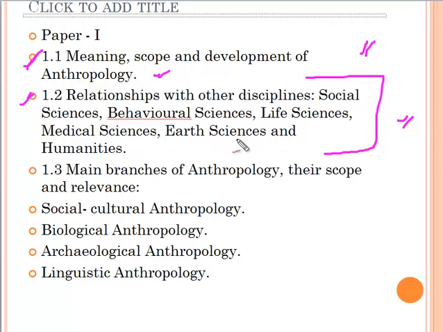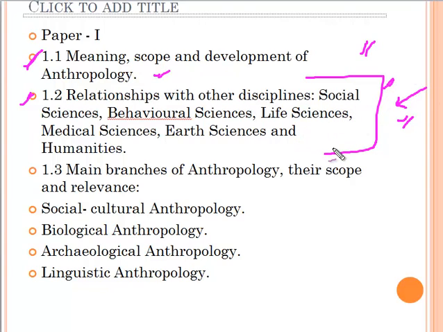In earth sciences, basically whatever excavation you do in archaeological anthropology, that is how it is related to anthropology. And humanities basically cover all these social sciences. So not many questions have been asked from this particular topic, but a 10 marker comes almost every year. So you have to mug up everything, all the relationships.